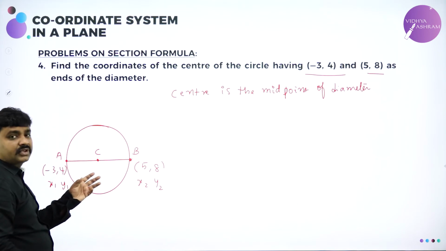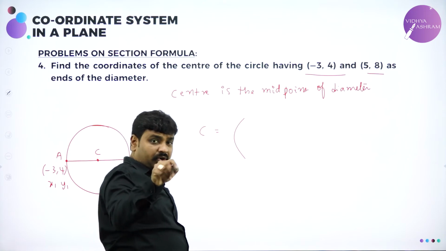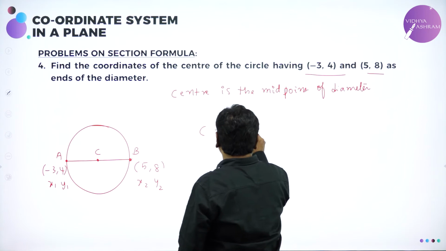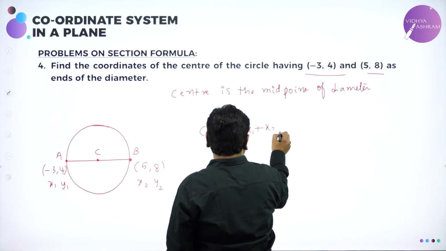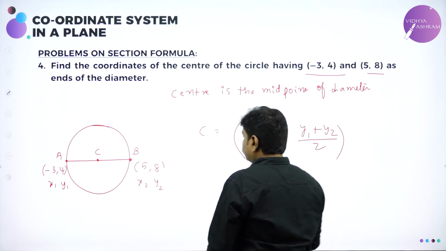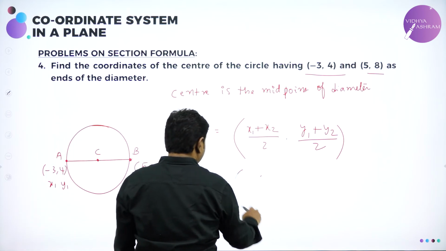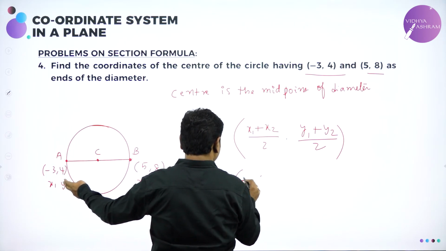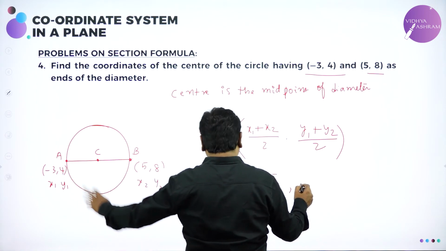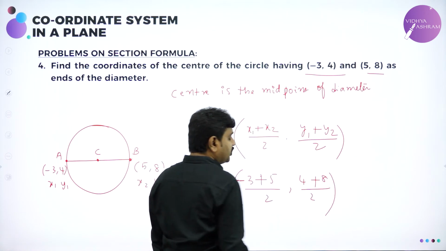Now we will find the center. C is the midpoint. What is the formula for midpoint? We learnt the midpoint formula: x1 plus x2 by 2 and y1 plus y2 by 2. So x1, y1 is one end of the diameter, x2, y2 is the other end. Now use the formula. What is x1? Minus 3, plus x2, 5, by 2. What is y1? 4, plus y2, 8, by 2.